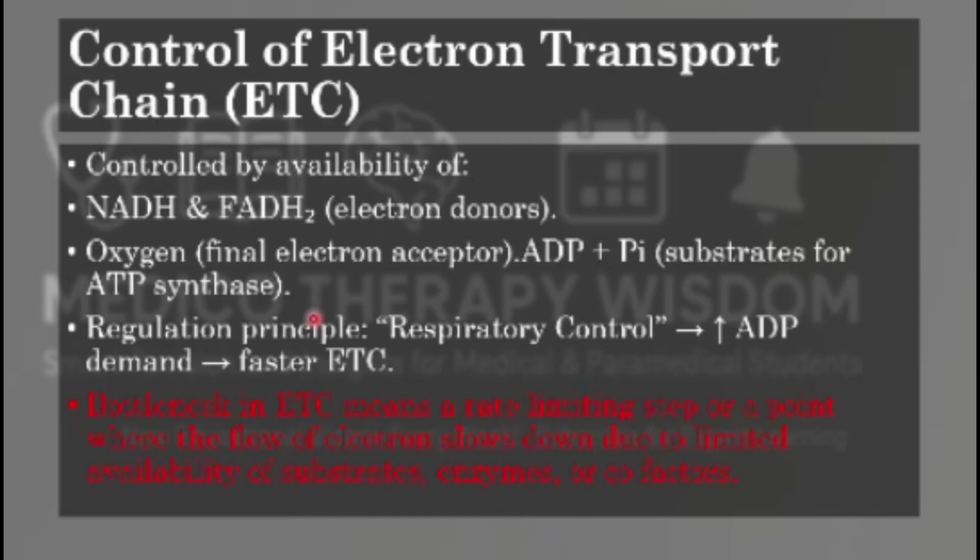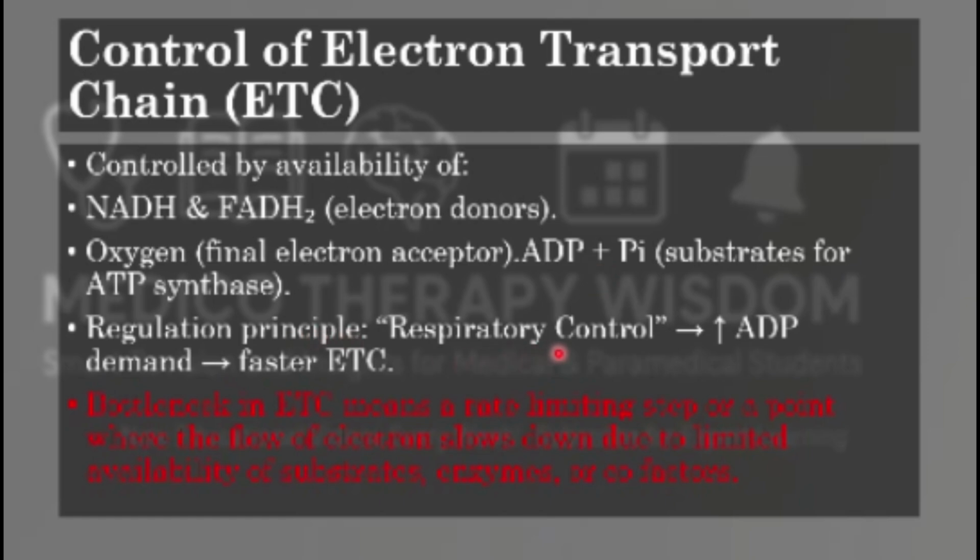Now next we will see the control of the electron transport chain. The electron transport chain is controlled by the availability of NADH and FADH2, which are the electron donors, and oxygen, which is the final electron acceptor, and ADP and Pi, which are the substrates for ATP synthesis. So these are the three things: NADH and FADH2 are the electron donors, the final electron acceptor is oxygen, and the substrates for ATP synthesis are ADP and Pi.